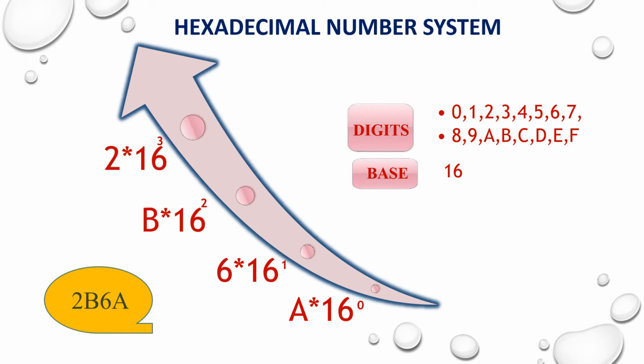So base we can just represent as 16. So 16 means hexadecimal number system. So again, for example, I am considering one hexadecimal number, 2B6A. Which is the LSB? A is the LSB. So we can start writing that in terms of powers of 16. A into 16 power 0, 6 into 16 power 1, B into 16 power 2, 2 into 16 power 3. So likewise, you can represent the hexadecimal weight system.